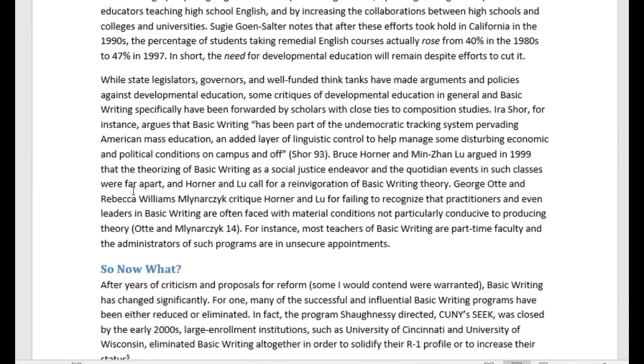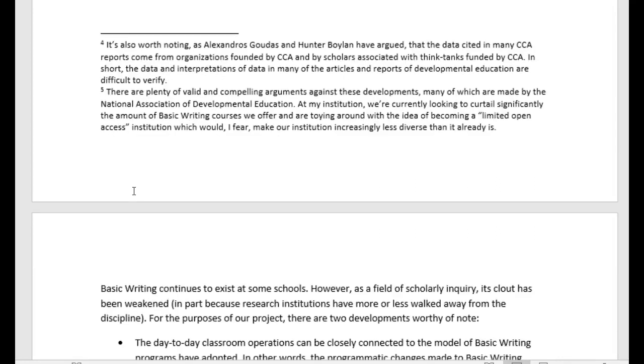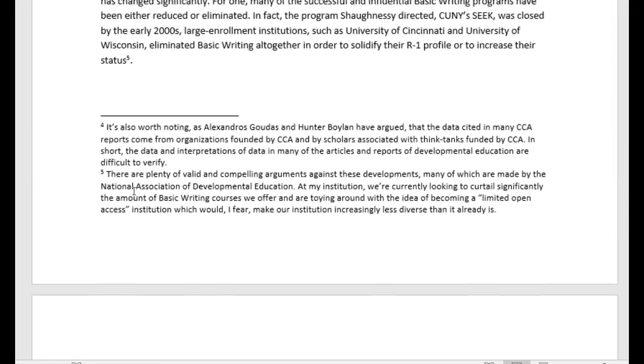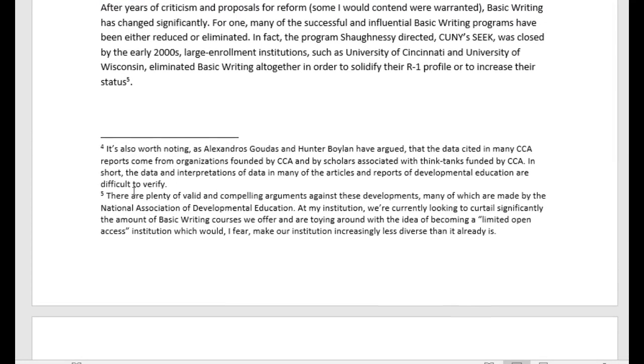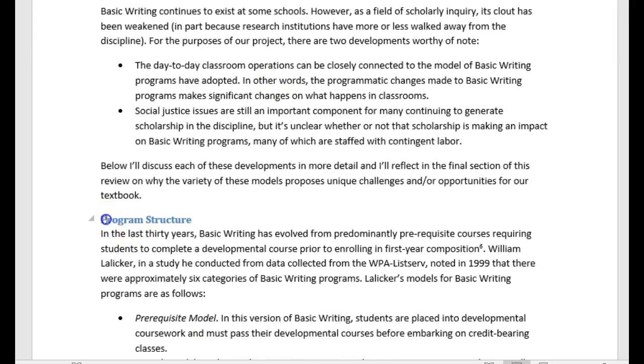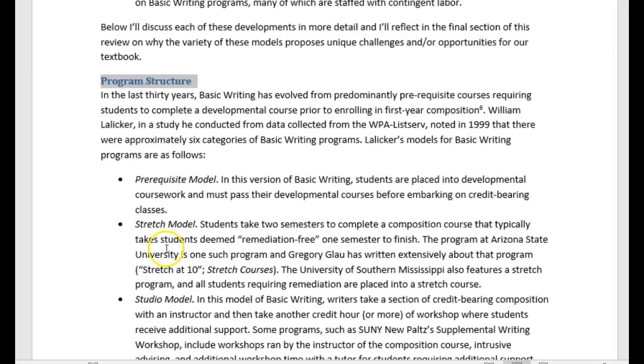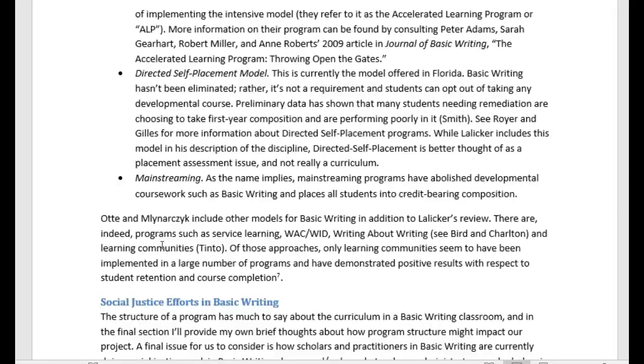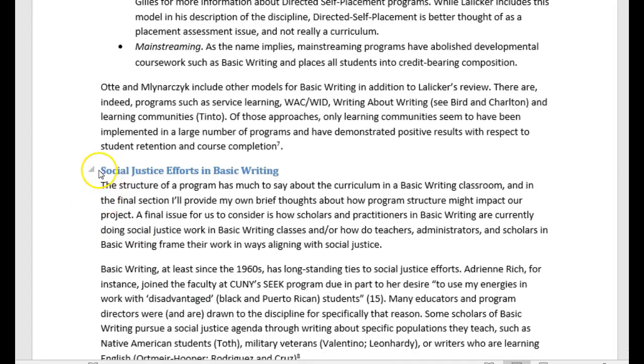And then after those criticisms, the next trend that I found is, now that we've had all those criticisms of basic writing, how have people responded? That's what this section is about. How have people structured their basic writing programs? That's what that trend is about. How have people thought about social justice in basic writing?